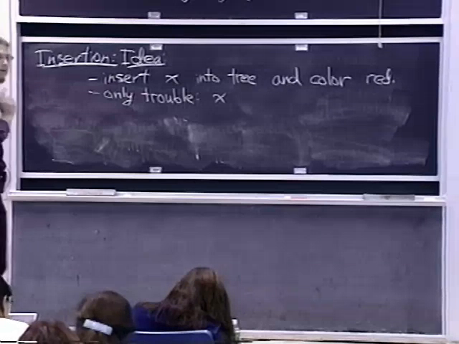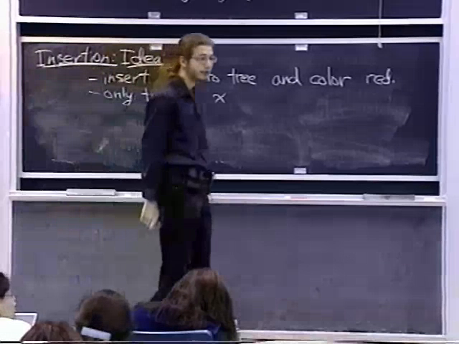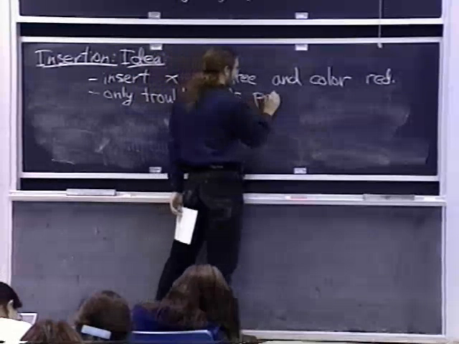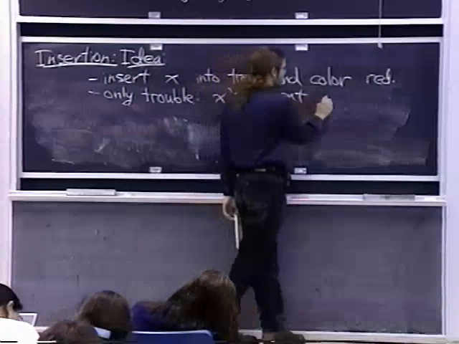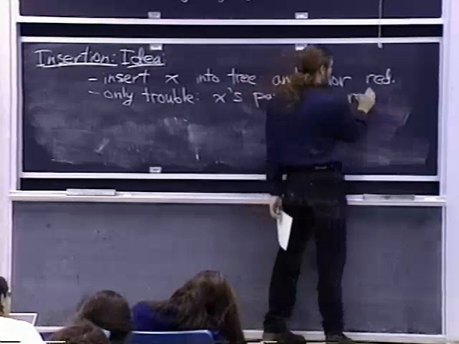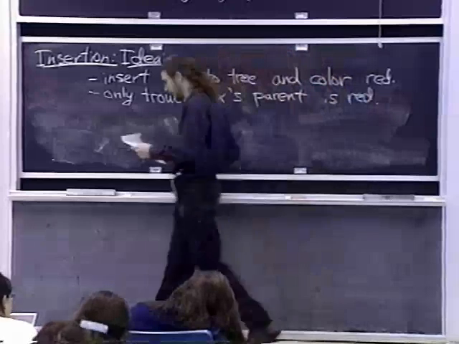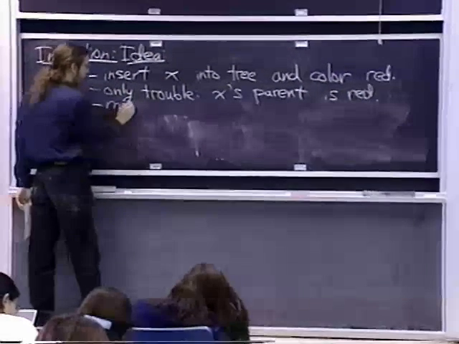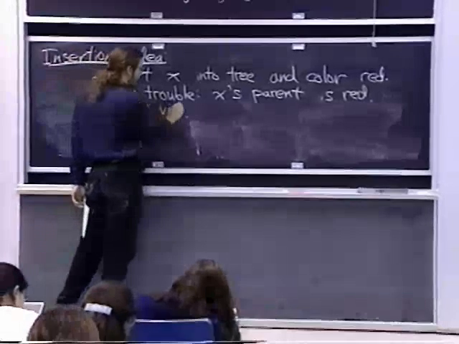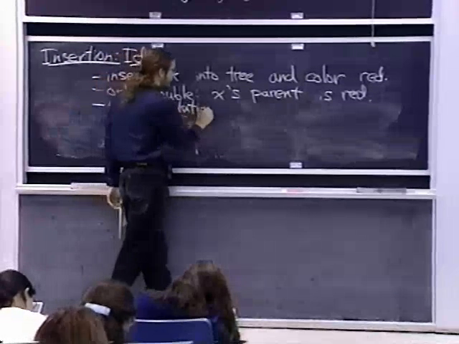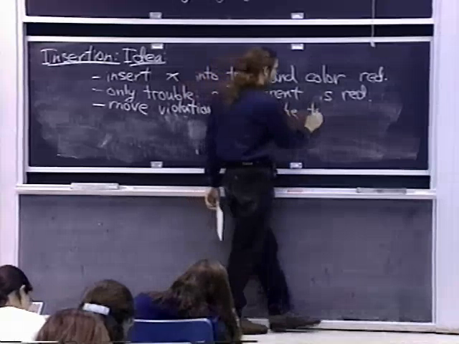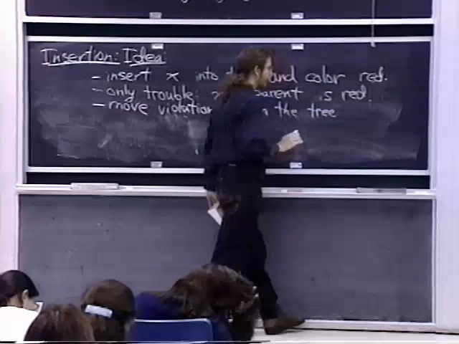Right, the parent could be red. If the parent's red, then we have a problem. We violate property 4. OK, so we've got to fix it. This is called a violation of our invariants. So we'll move that violation up, entirely by recoloring.